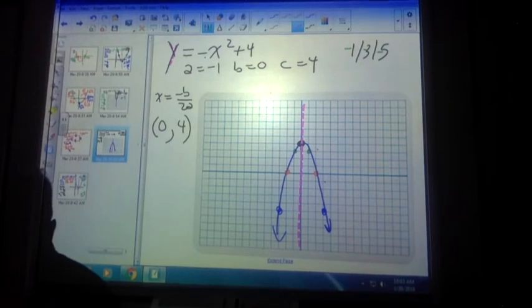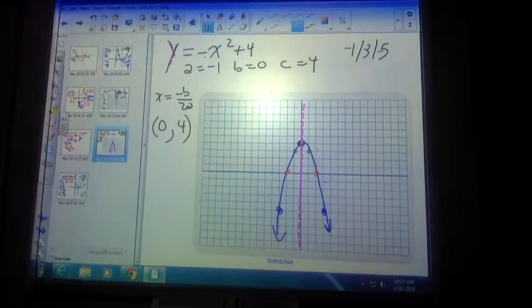Not yet. Well, the b value finds you part of the x component of the vertex, right? We will get to the c value, but I've just been labeling all the way through.